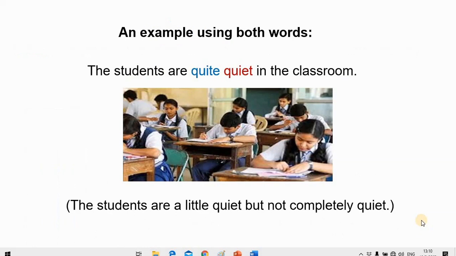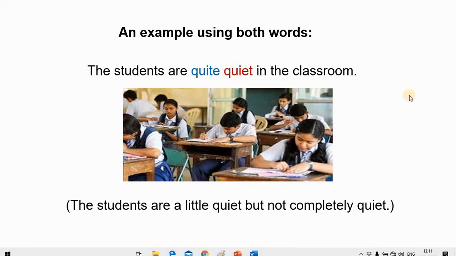Now let's look at an example sentence using both words. Here is the sentence. So here are the students in the classroom, and here is the sentence using both words, quite and quiet. The students are quite quiet in the classroom. So listen carefully to the pronunciation. Again, the students are quite quiet in the classroom.